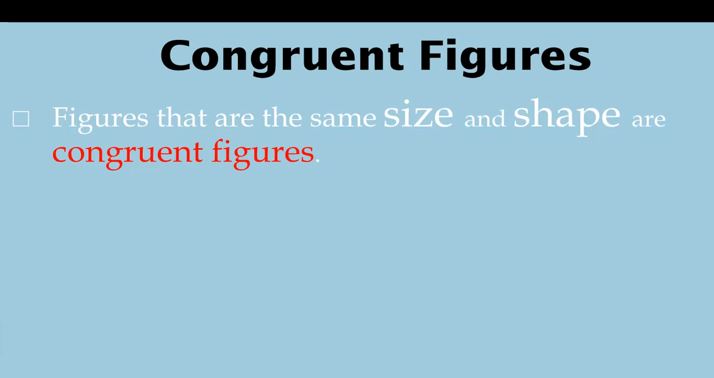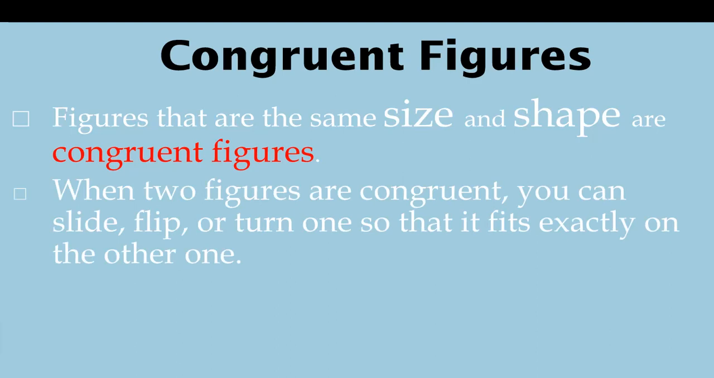Just like we had congruent angles, those were the same angle measure. Congruent segments had the same length. Any figure that has the same size and shape we consider to be congruent. When two figures are congruent, you can slide, flip, or turn one so it exactly fits on the other one.